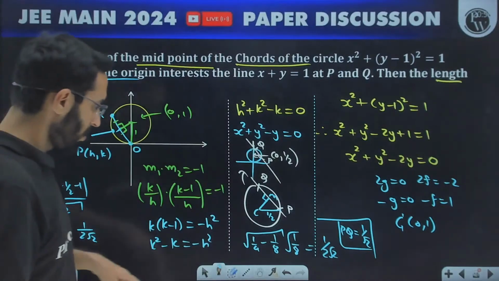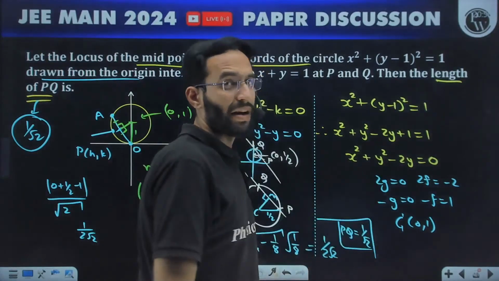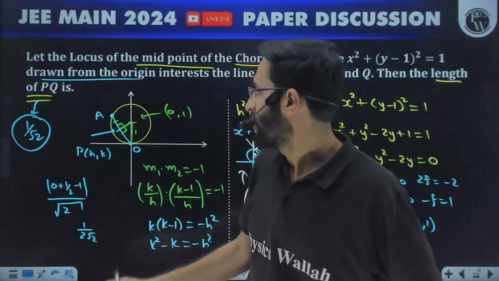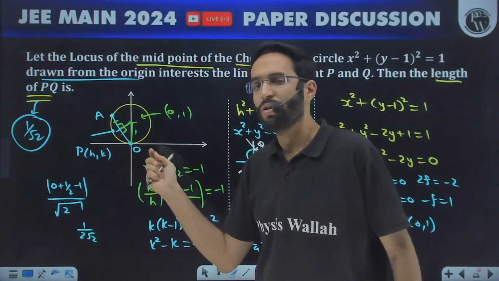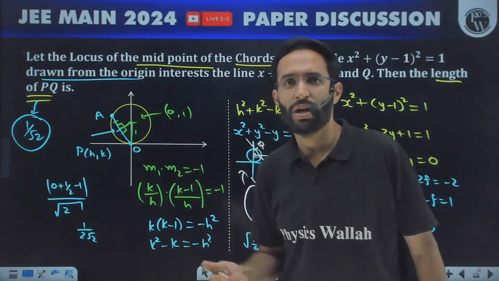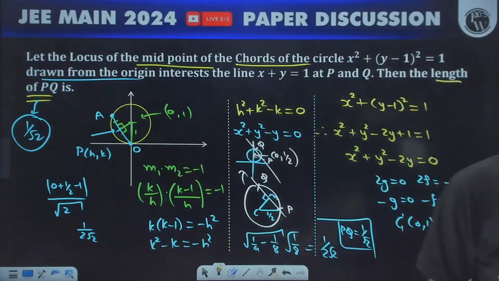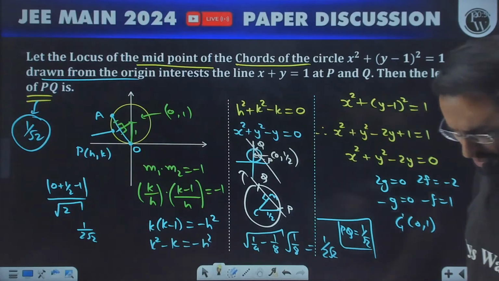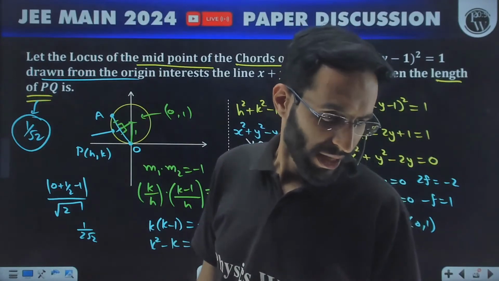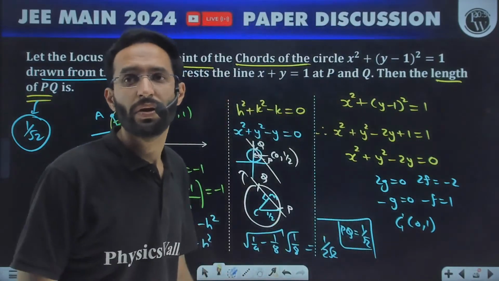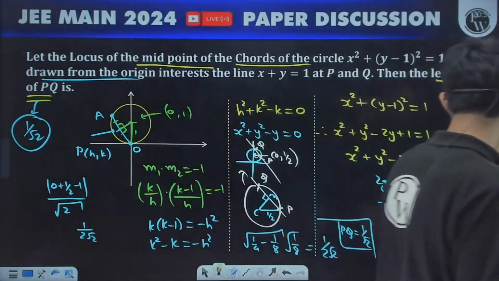This question can also be solved by using the standard equation T equal to S1 in terms of h, k earlier, and then you can pass this chord from origin and proceed. Hope this is clear to you. Okay, let us move towards the next part. Hope this is clear to you, everyone. Let us move towards the next question.